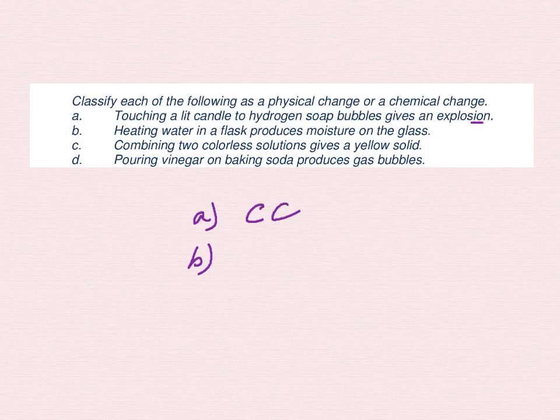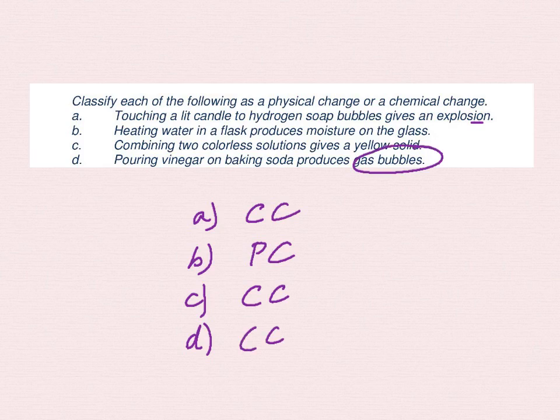Heating water in a flask produces moisture on the glass. That would be water turning from a liquid to a vapor. That's a change that's reversible. That's boiling, that's a physical change. Combining 2 colorless solutions to give a yellow solid, that's that new word we learned, precipitate, which is a chemical change. And D, vinegar on baking soda. You've all probably done that in your own kitchen. Maybe you've used it to clean some pipes in your sink, toilet, whatnot. If you mix together vinegar and baking soda, you will get the production of a gas that wasn't there in the first place, and that's an indication of a chemical change.